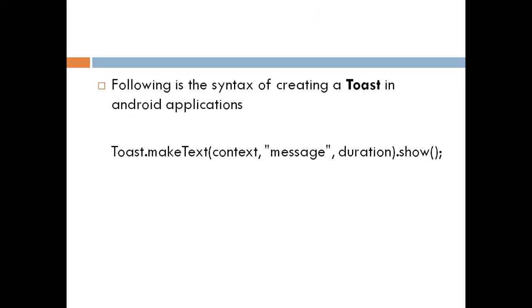So this is the syntax for creating a toast. For that, we are using the makeText method. Toast is the class name, dot, method name. makeText is our method name for creating a toast message, and three arguments we are going to pass. First is the context object, second is our text message, and third is a duration. And then, for displaying the toast message on our screen, we are using the show method.